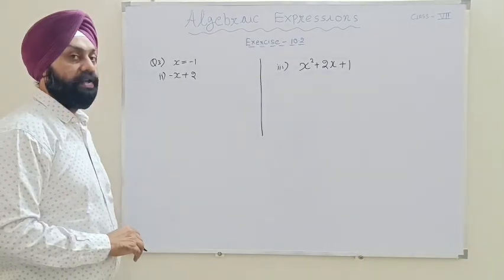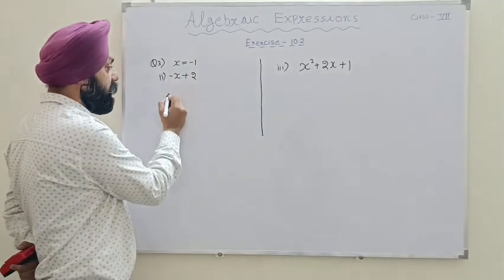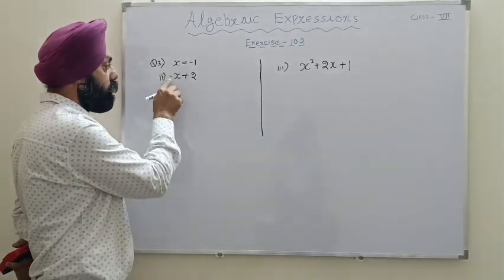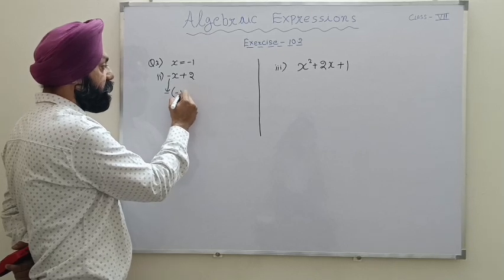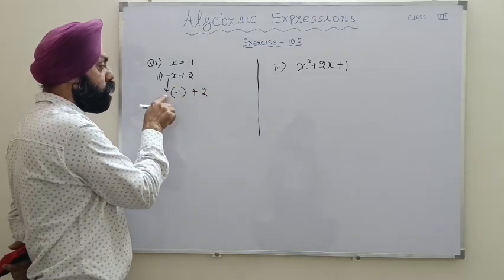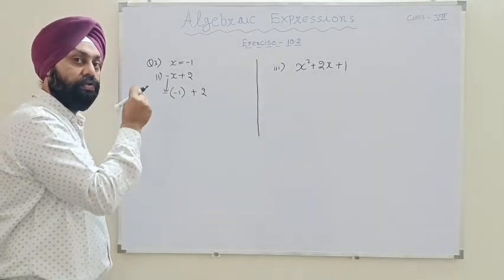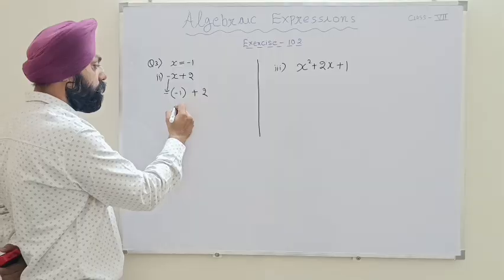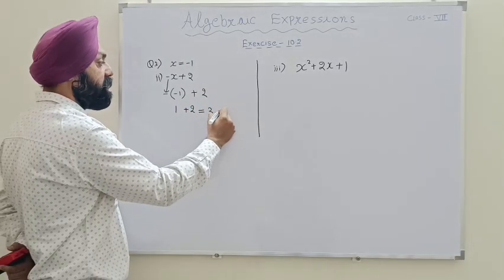So the second part is find the value of the expression minus x plus 2. This minus is already given in the question, so we will put this minus sign as it is. Now in place of x we will write minus 1, and plus 2 as it is. Again we have two minus signs together. Whenever two minus signs are together, 2 means even, so the answer will be positive. So it will be plus 1 plus 2, which gives 3 as the answer.